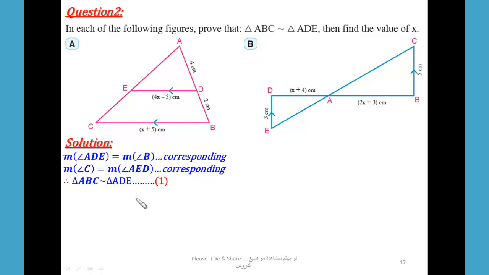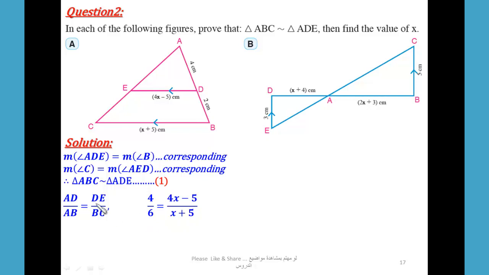Then, according to the theorem, triangle ABC is similar to triangle ADE. And then, the corresponding sides are proportional. Then AD over AB equals DE over BC, and substitute. What is the length of AD? It's 4. The length of AB equals 6. DE equals 4x minus 5. BC equals x plus 5.